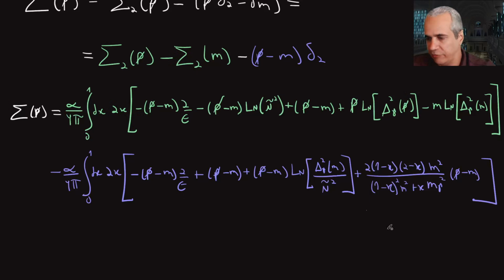Okay, so I have these two terms which are subtracted, right? I have these minus this one in the bottom, and you can start seeing the simplifications, right? So this term goes away, right?